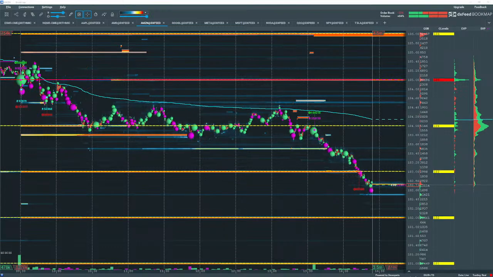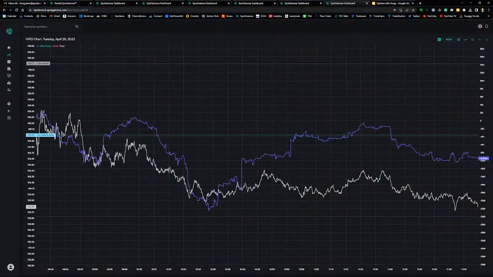Let's go back and take a look at Hero. Just in the interest of my own time, I have stopped marking the key gamma strikes in my Bookmap charts for stocks. It just takes too much time in the morning, so I've stopped doing that. Those levels are shown on these Hero charts, so that's what I'm using.